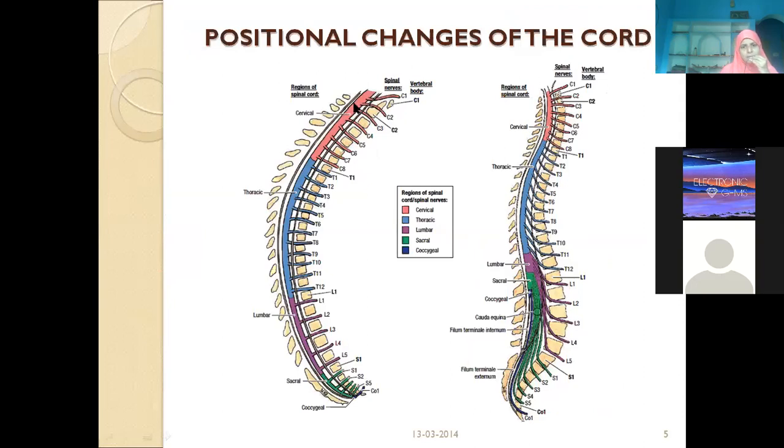Now see here, this is the spinal cord. Different colors are used, okay: the red color is cervical part, blue in color is thoracic part, this violet color is representing lumbar, this green one is representing sacral, and the further color is coccygeal. So during the fetal life, the length of the spinal cord corresponds to the vertebra level, and the spinal nerves are also coming out through their respective intervertebral foramina.